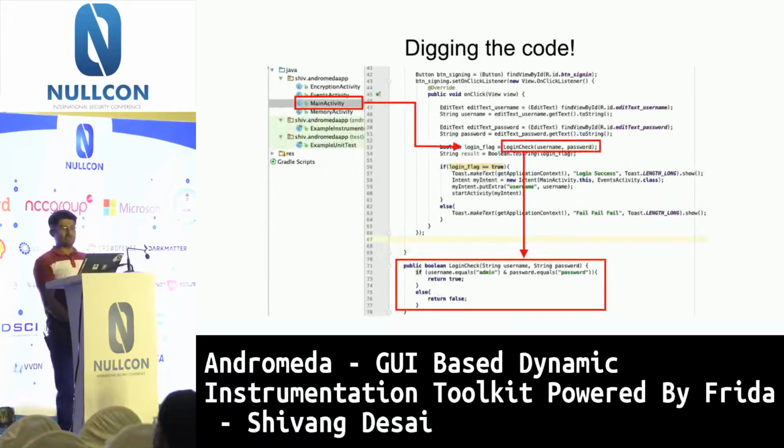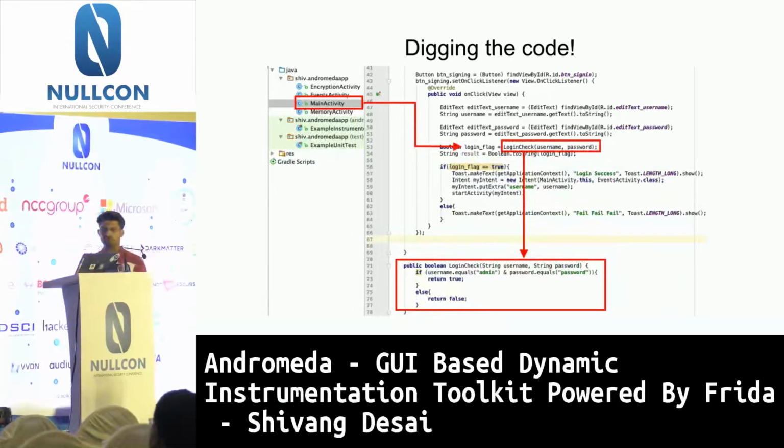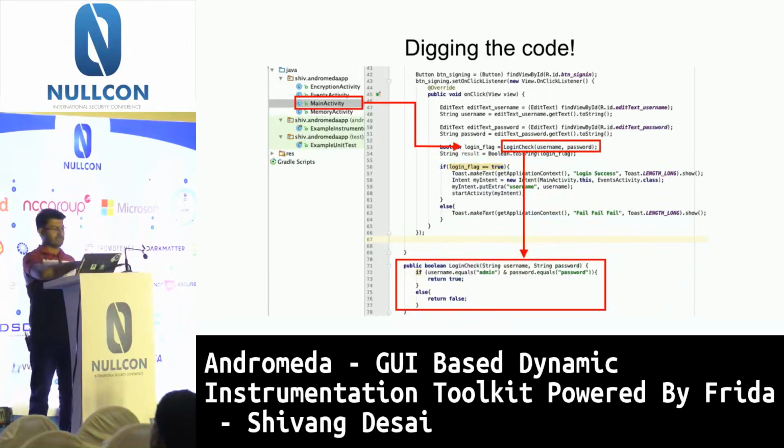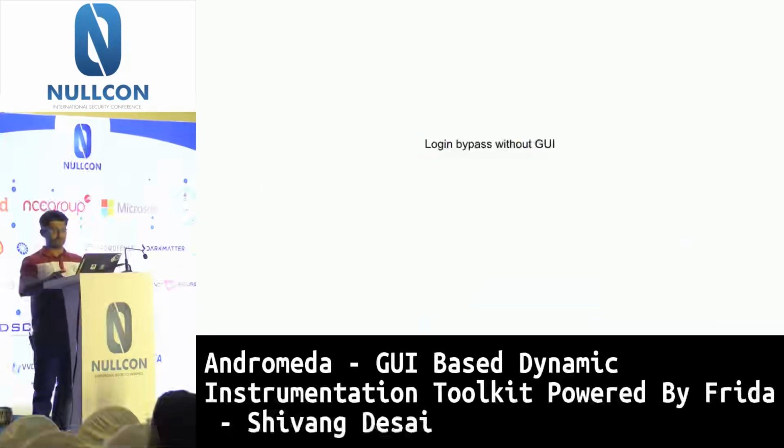So this is the code. As I told you, we are not going much into reverse engineering, so I'm directly showing you the code. That's the main activity on the left hand side. Main activity has this login check method, and it's very crap kind of code; you definitely don't use this. If username equals admin and password is password, then it returns true, else it returns false. So very basic: main activity, login check, and then returning true or false.